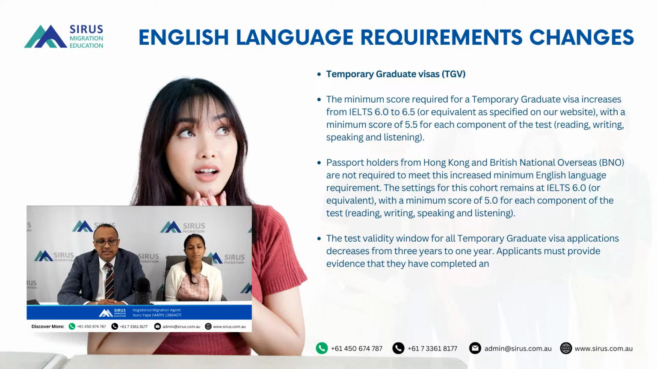PTE, IELTS, it remains the same still for most of the courses and occupations. But if you were to study specific courses like teaching, etc., you need to do IELTS only, and your sub scores remain the same. This is the minimum requirements that we talked about. So that's more about the student visa big changes.